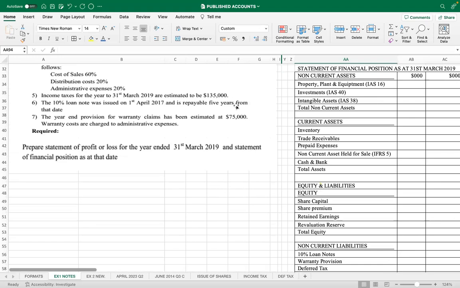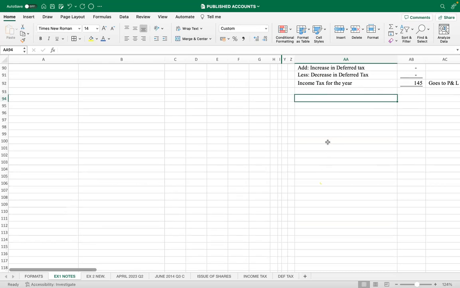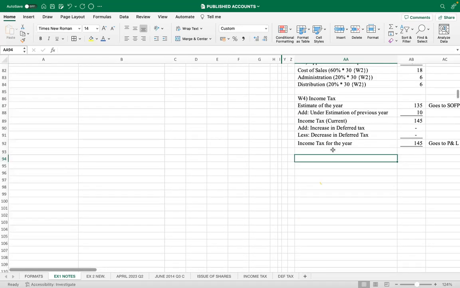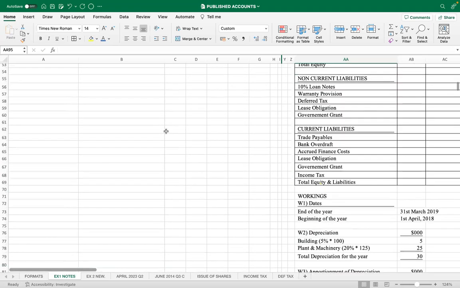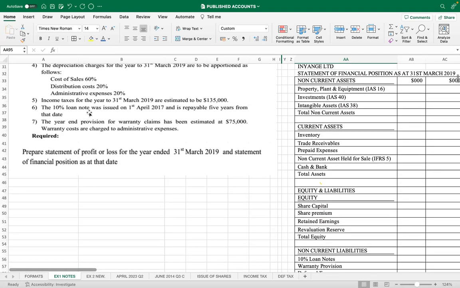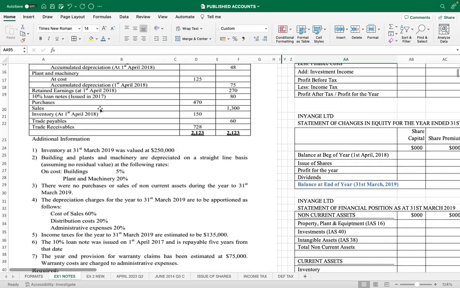So the next working is: 10% loan notes was issued on 1st April 2017 and is repayable 5 years from that date. So we need to look for working number 5. We need to look for if there is any finance charges, finance costs. So finance costs, you check what was payable. 10% loan note. So there was a 10% loan note.